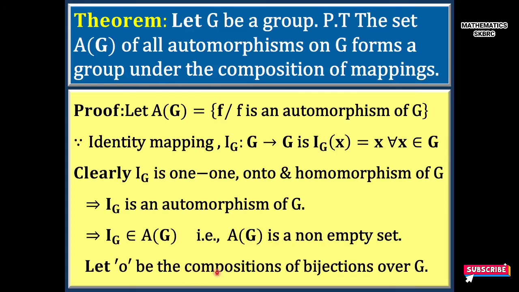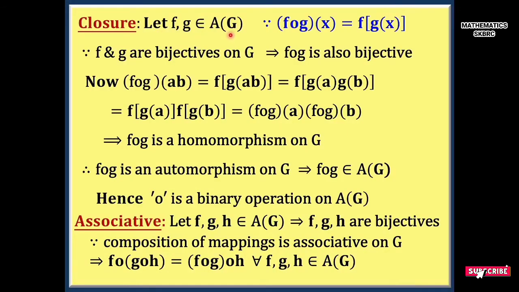Let circle be the composition of bijections over G. Bijections means one-one functions and onto functions. Now we prove that A of G is a group with respect to the composition of mappings. That is, A of G satisfies four axioms: closure, associative, identity, and inverse. First one is the closure property.